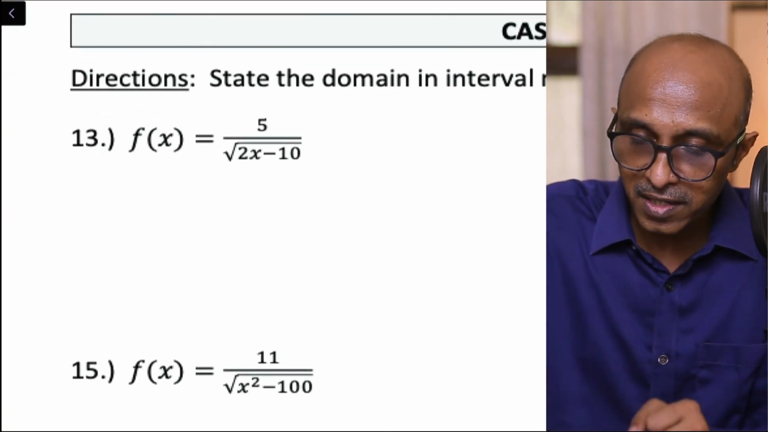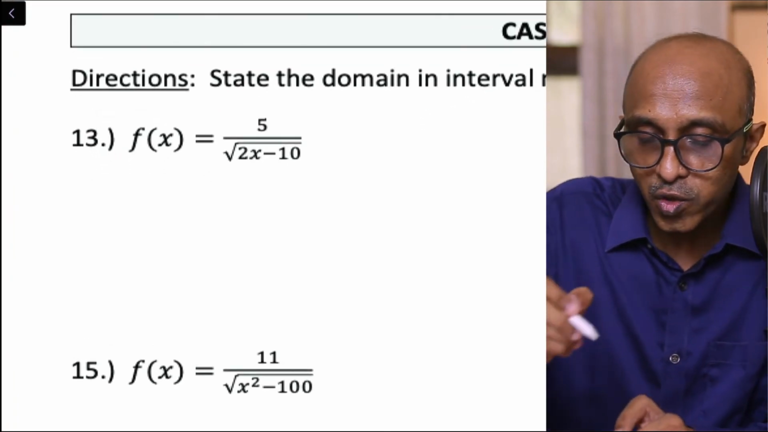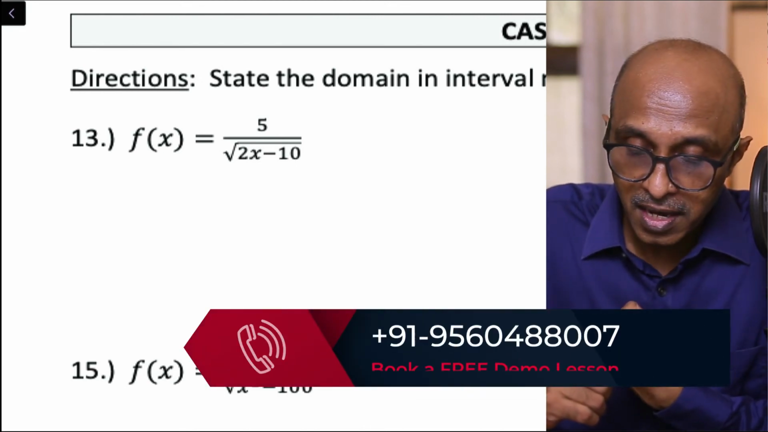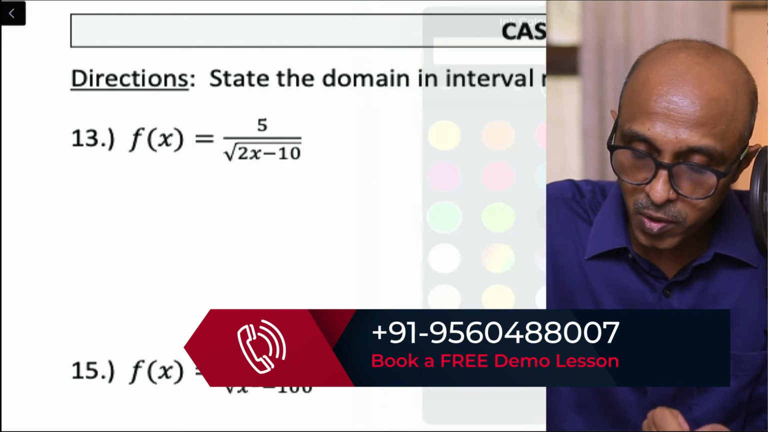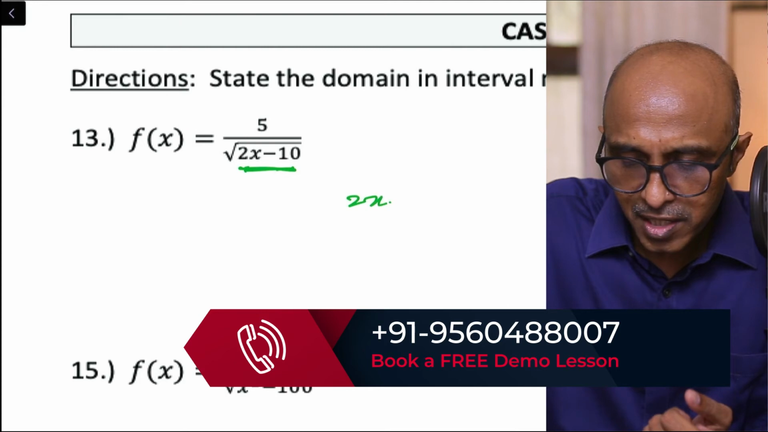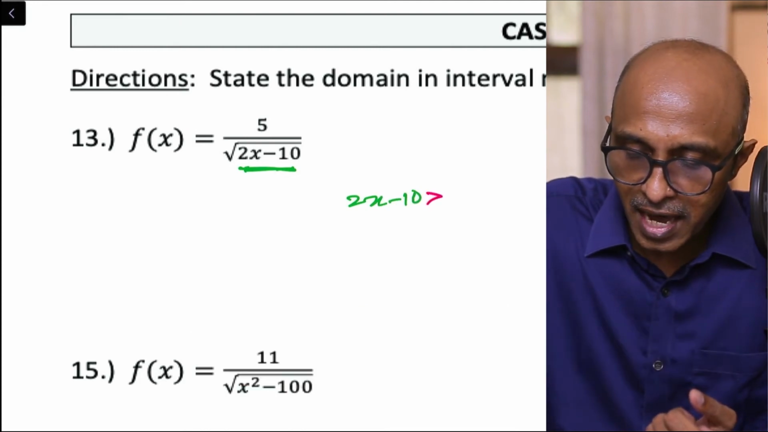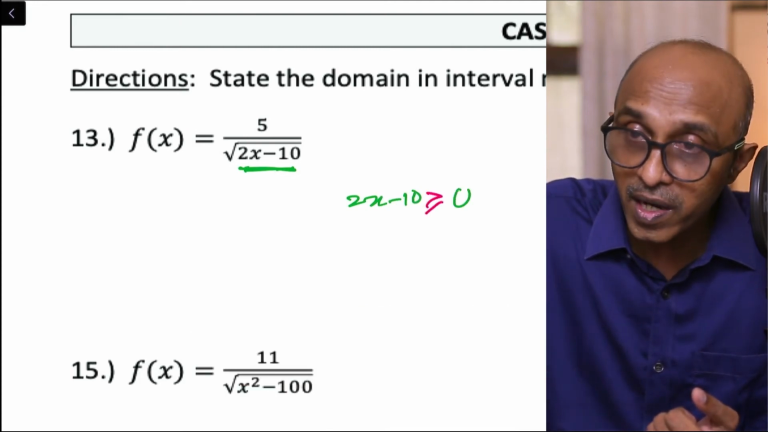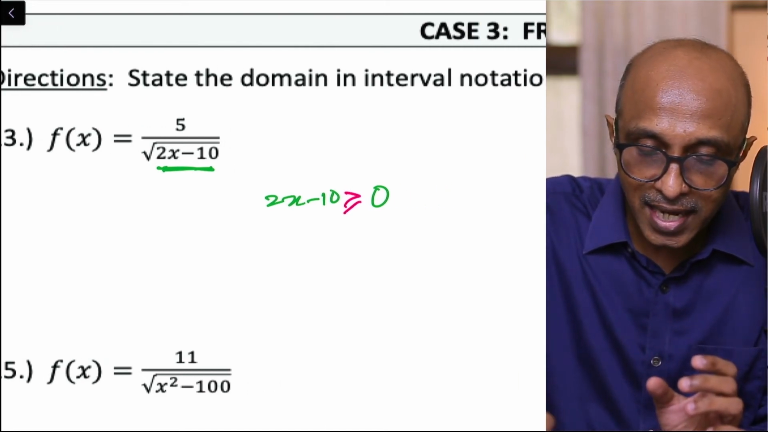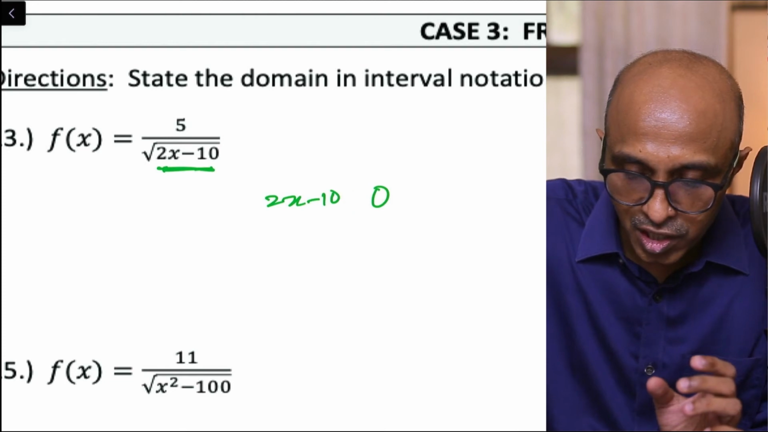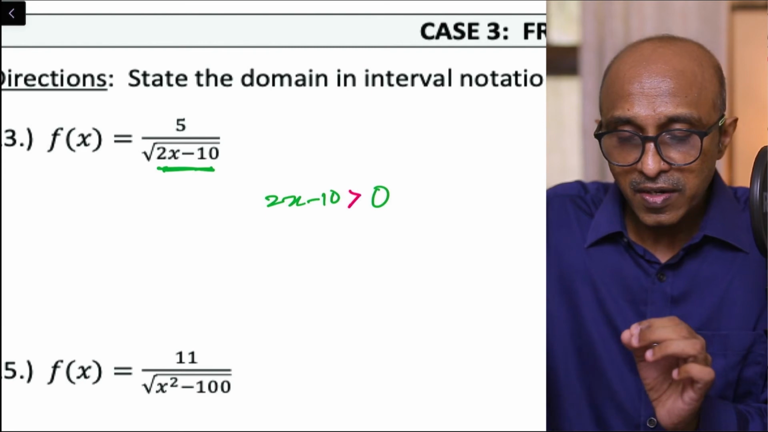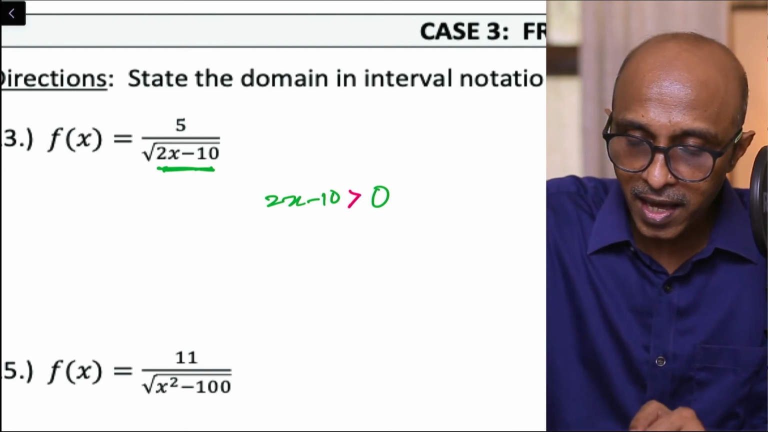f of x is defined in this case as 5 over the square root of 2x minus 10. Now we know that the denominator cannot be equal to 0. And we know that the term inside the square root, in this case, is 2x minus 10. Typically we would have written it as greater than or equal to 0. But because that term is in the denominator, this time we say it has to be strictly greater than 0. 2x minus 10 is greater than 0. And then we solve the inequality and we continue as before.